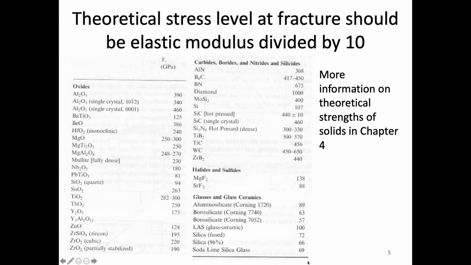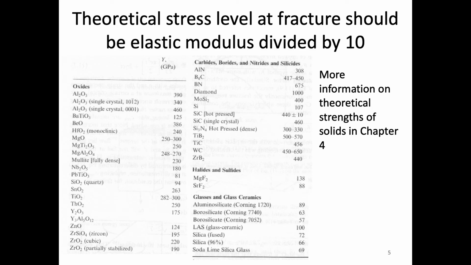All right, so let's get to theoretical strength. I put a table here from our textbook that gives the elastic modulus of a range of different ceramics, from oxides to halides to glasses. One quick note is that in our textbook, they call the elastic modulus Y, and you're probably used to E. So just get used to that when you look through the book: Y in this case means elastic modulus.